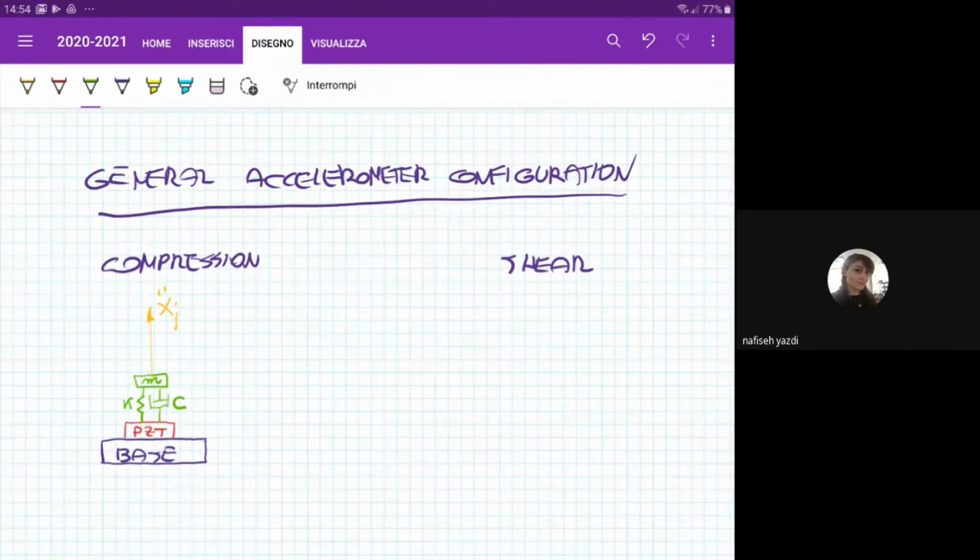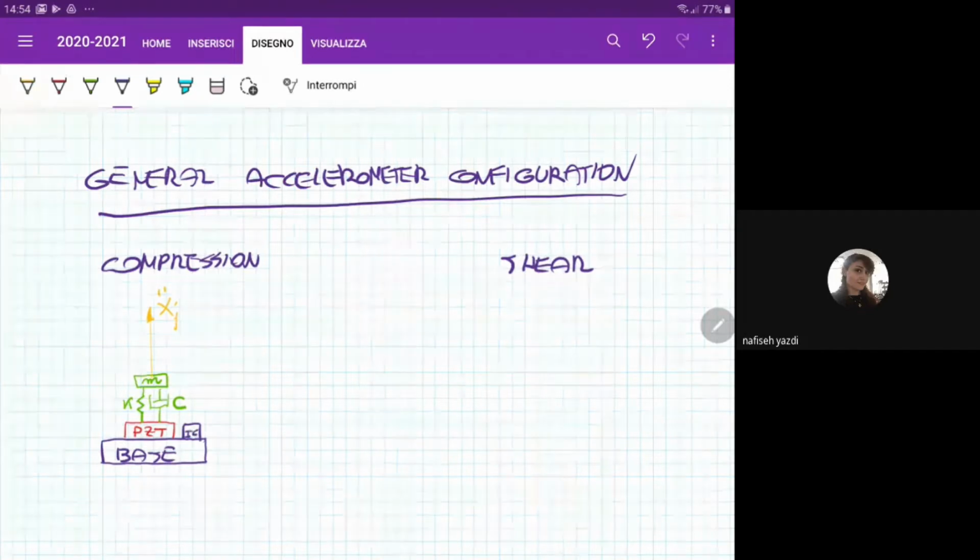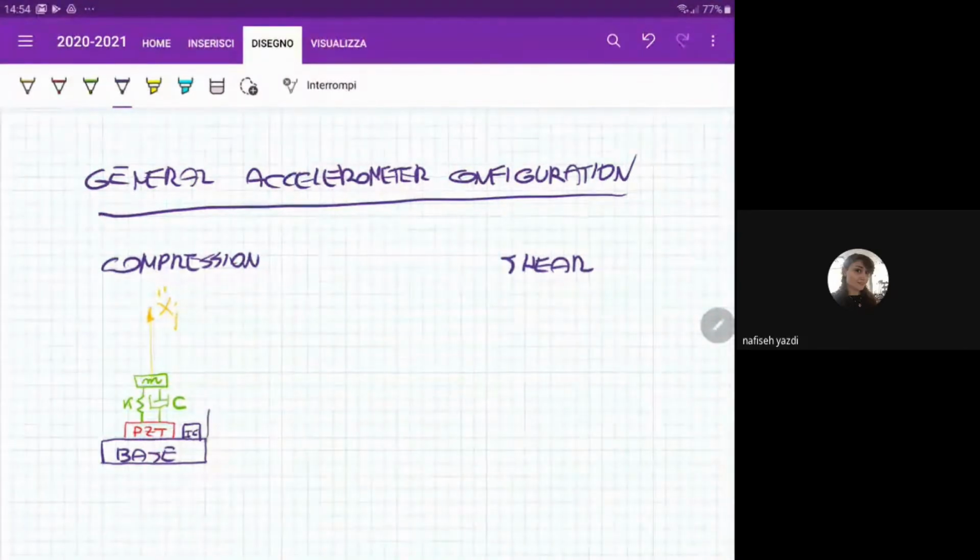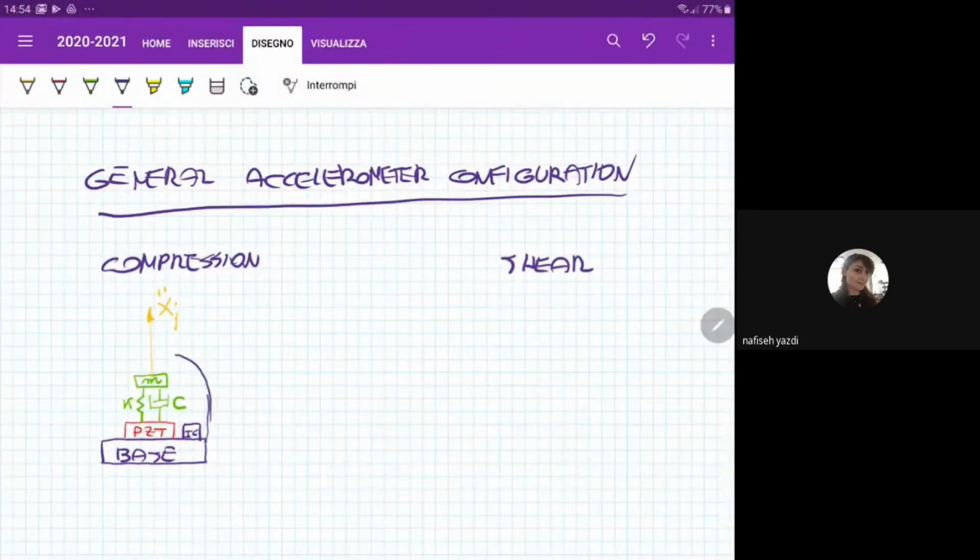Then we can have also some integrated circuit, let me call it here, and everything is sealed to prevent any damage, corruption, and so on. And therefore you have the output somewhere.